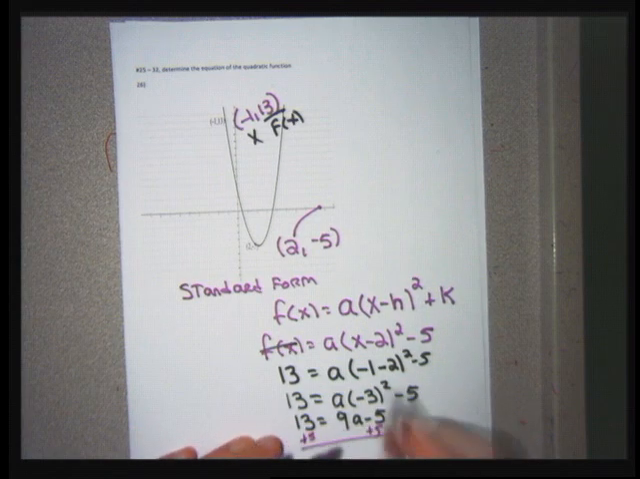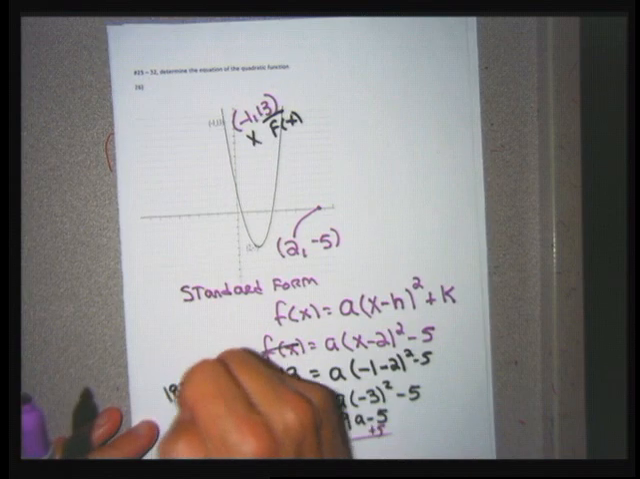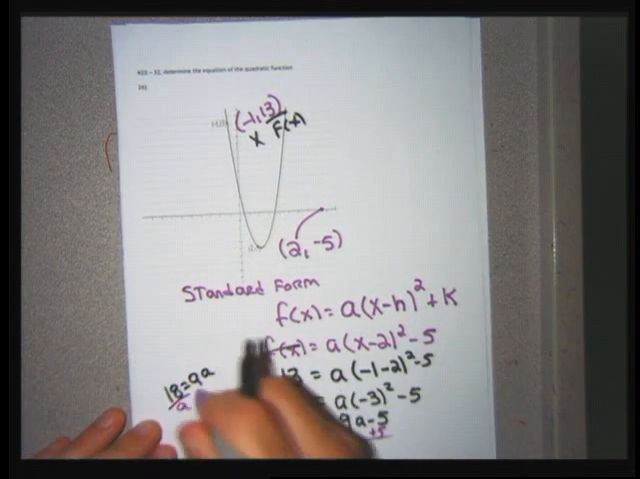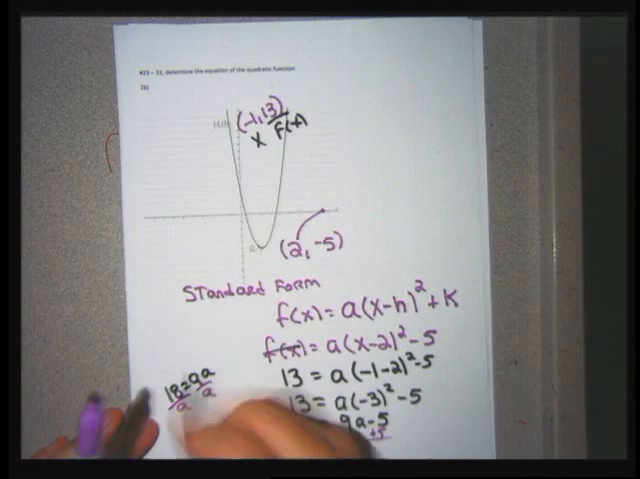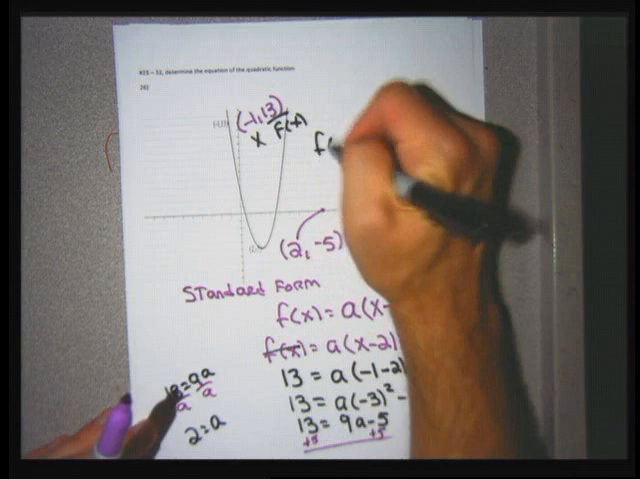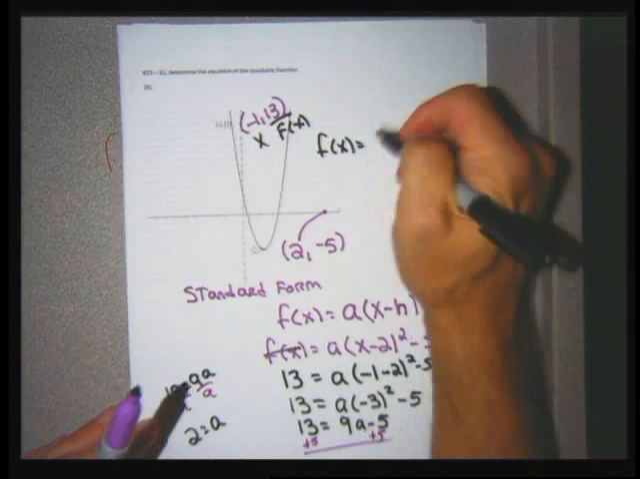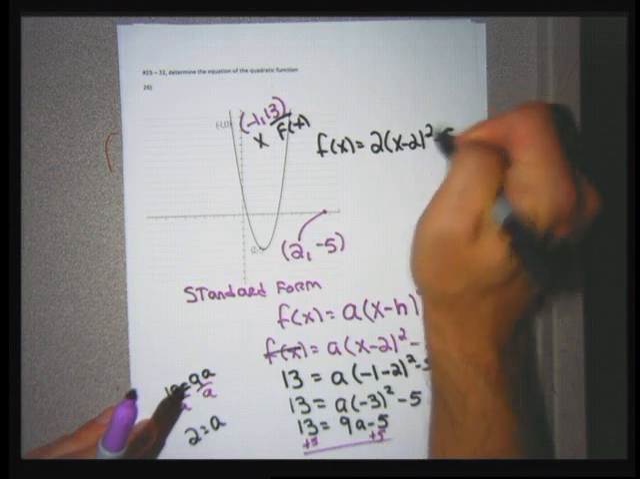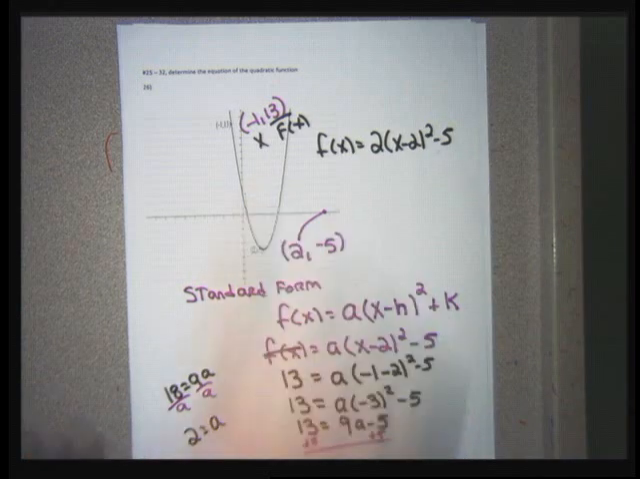I'm going to get 18 equals 9a. Now I'm going to divide both sides by 9. That gives me 2 equals a. I claim that this equation, f of x equals 2 times (x minus 2) squared minus 5, is this particular parabola. And it's super easy to check.